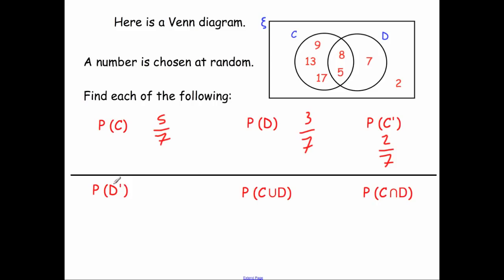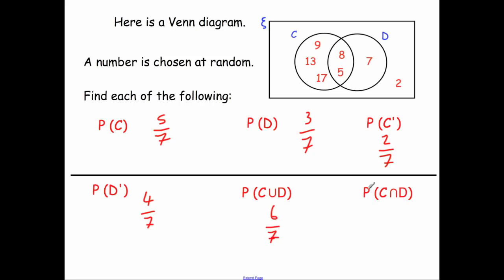Next, the probability of D dash. That means the probability of the complement of D, or any number that's not in the D circle. So there's 1, 2, 3, 4 that's not in the D circle. So it's going to be 4 out of 7. Next one, what's the probability of C union D? The probability of C union D is anything that's in C or D. So there's 1, 2, 3, 4, 5, 6 numbers in the C or D circles. So there's going to be 6 sevenths.